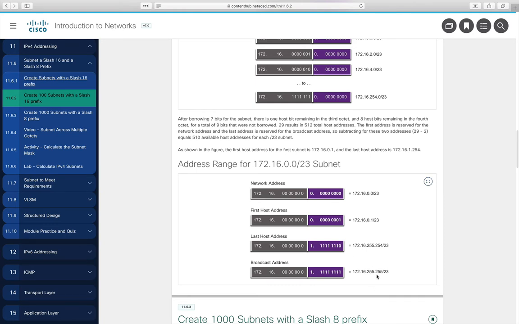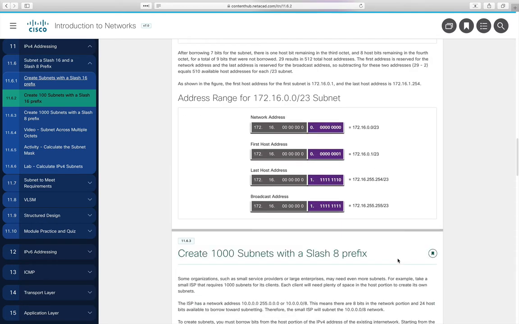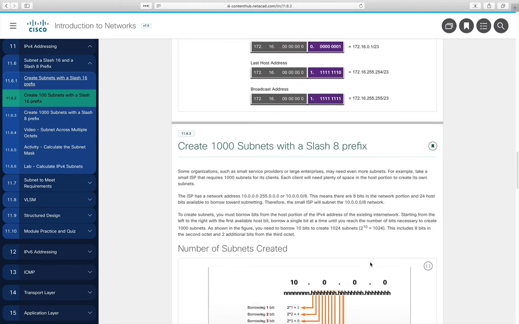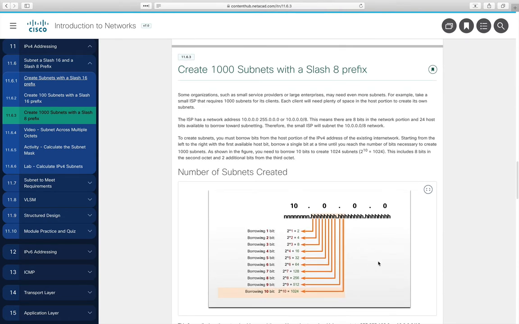So instead of 255.255 that we have for the broadcast, the last usable host would be 255.224. And of course all of these use our new / notation prefix for the subnet mask, which is /23. So that's taking a /16 and making 100 new subnets that are all the same size.